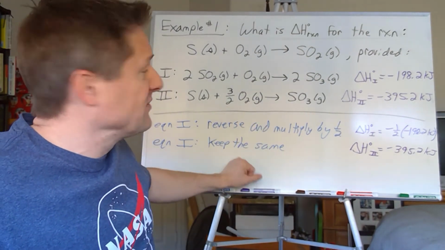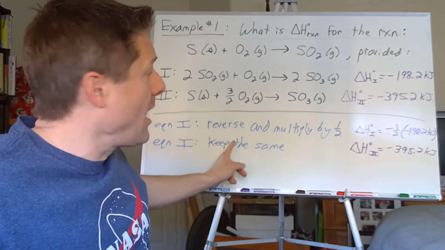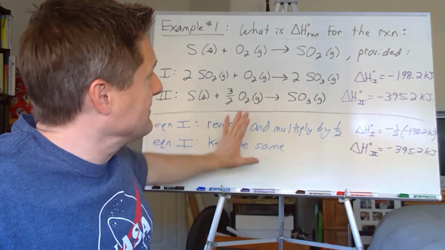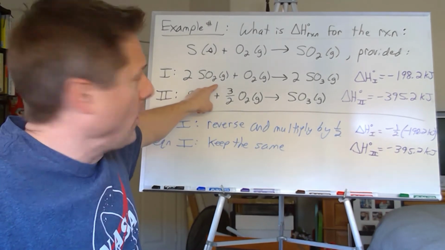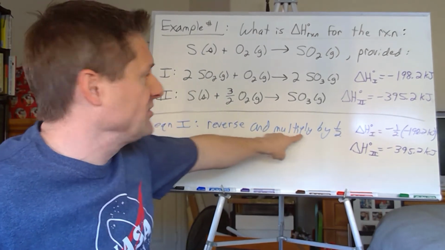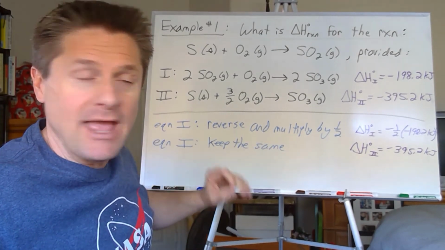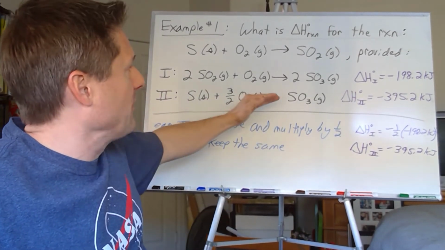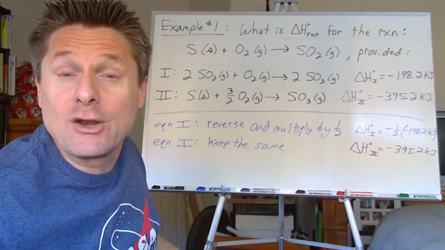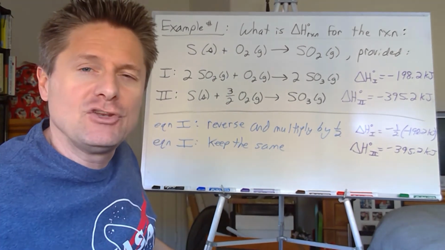So I'm out of room. So do this for me. I'm going to pause this and erase this board, but I want you to rewrite equation 1 by reversing it and multiplying it by 1/2. See what you get. And take equation 2, but just keep it the same, and then add those two together to get an overall equation simplified. See if you can do that before I do.